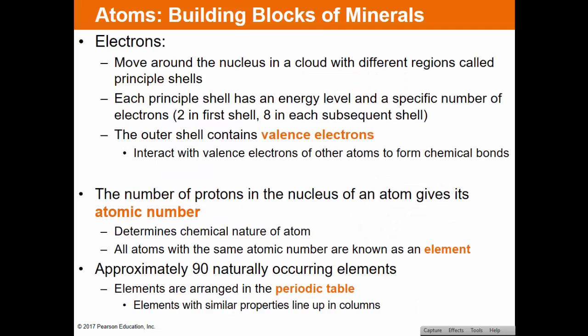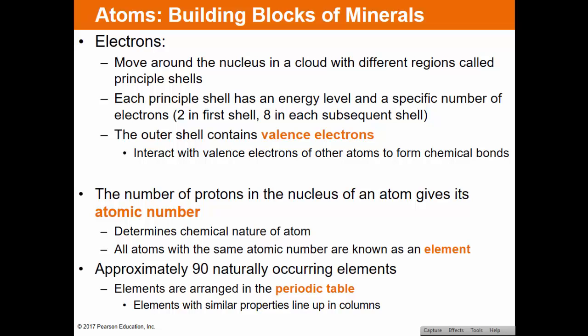All right, electrons move around the nucleus in a cloud with different regions called shells. So I talked about one shell, a second shell, the first shell having 2 electrons, the next shell having up to 8 electrons, and the next shell after that having up to 8 electrons. And the more electrons and protons that an atom has, the bigger and the heavier that atom is, and that makes denser minerals. So hydrogen is very light, lead is very heavy because there's just more electrons and protons and neutrons stuck in that atom.